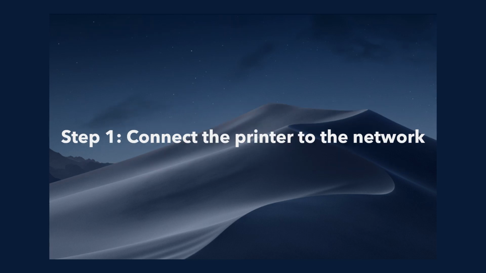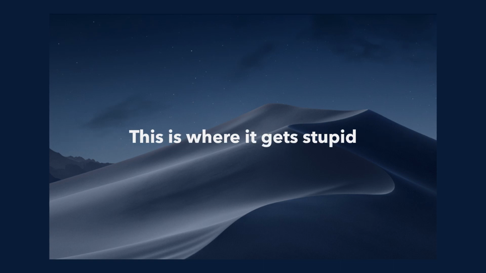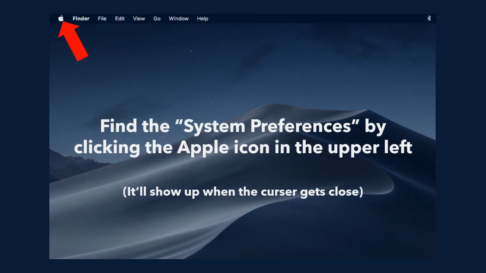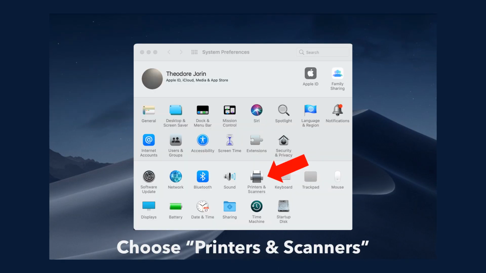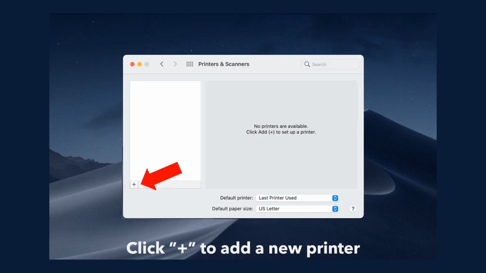Step 1. Connect the printer to the network. This is where it gets stupid. Find the system preferences by clicking the Apple icon in the upper left. Choose System Preferences. Choose Printers and Scanners. Click plus to add a new printer.